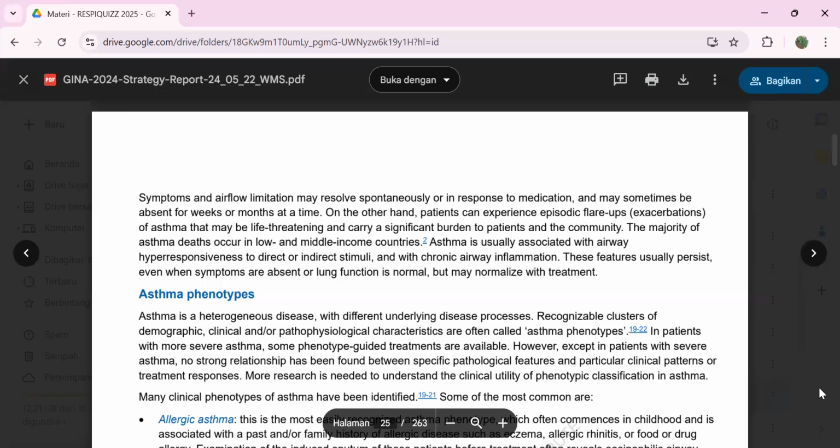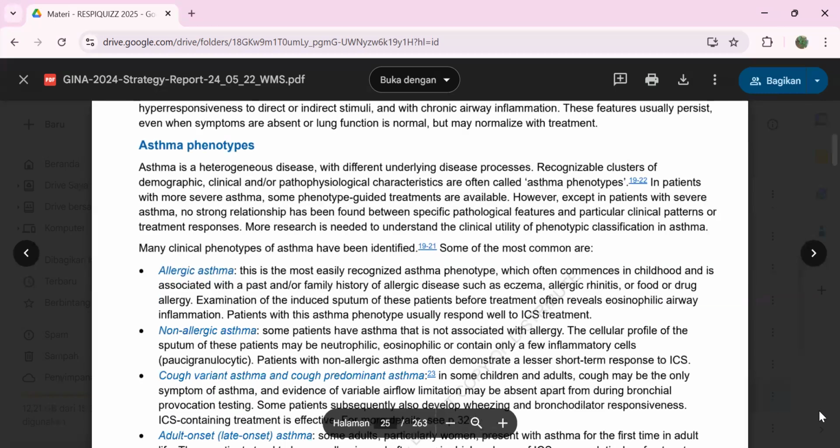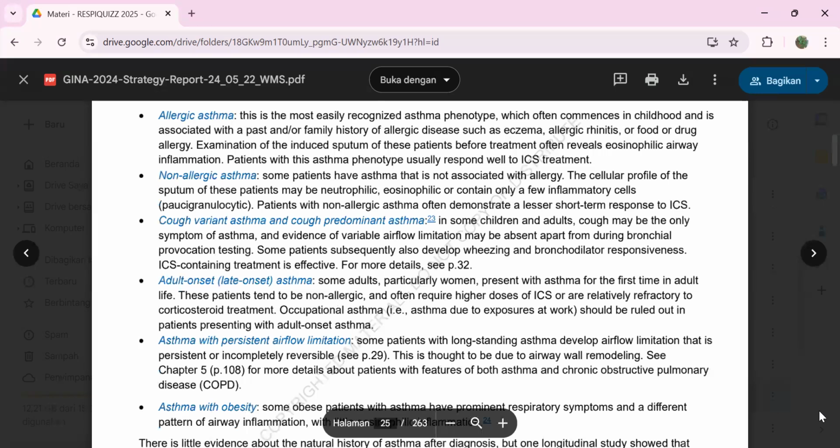Many clinical phenotypes of asthma have been identified. Some of the most common are: 1. Allergic asthma. This is the most easily recognized asthma phenotype, which often commences in childhood and is associated with a past and/or family history of allergic disease such as eczema, allergic rhinitis, or food or drug allergy. Examination of the induced sputum of these patients before treatment often reveals eosinophilic airway inflammation. Patients with this asthma phenotype usually respond well to ICS treatment. Second, non-allergic asthma. Some patients have asthma that is not associated with allergy.